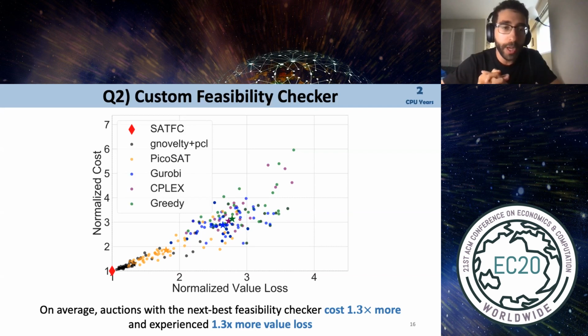And what's especially cool is that it even outperformed the next best off-the-shelf feasibility checker so much that if you'd run auctions using that next best checker, they would have cost and experienced about 1.3 times more value loss. And remember that the scale of the auction is in the billions of dollars. So it was cool to see that our effort in investing into a custom feasibility checker seems like it paid off.